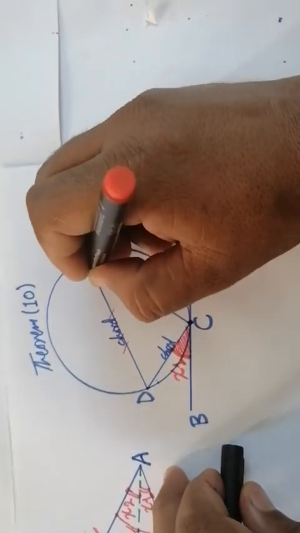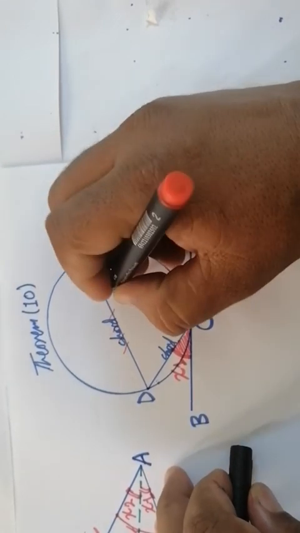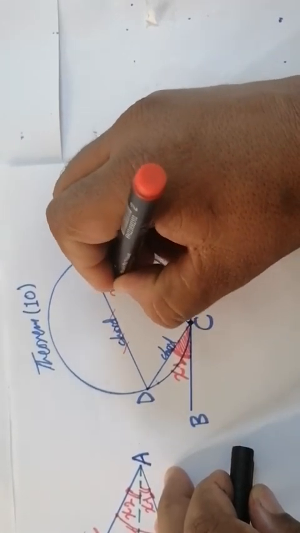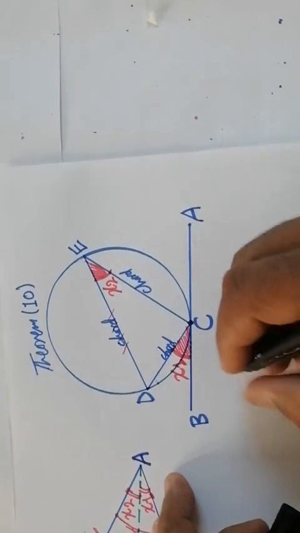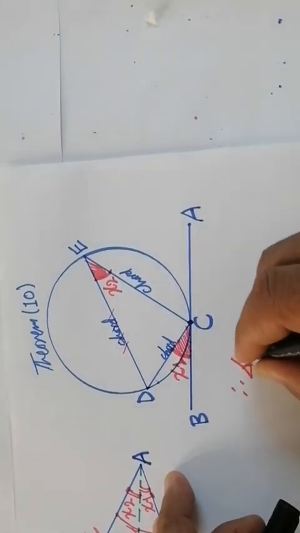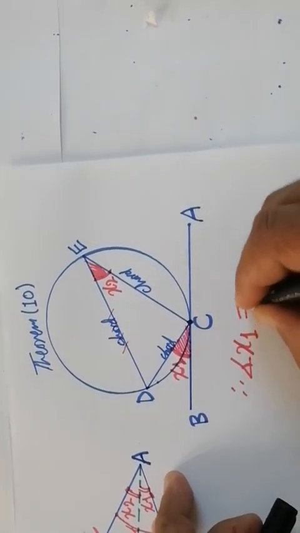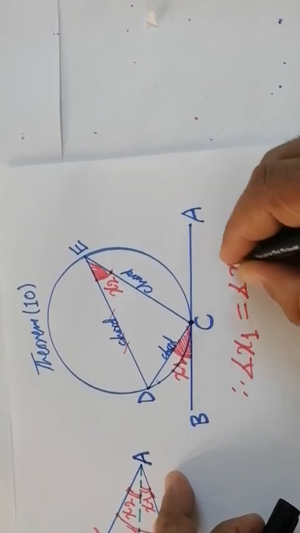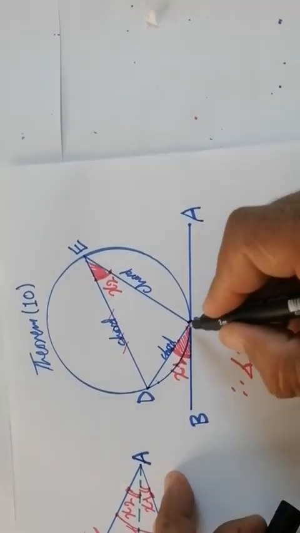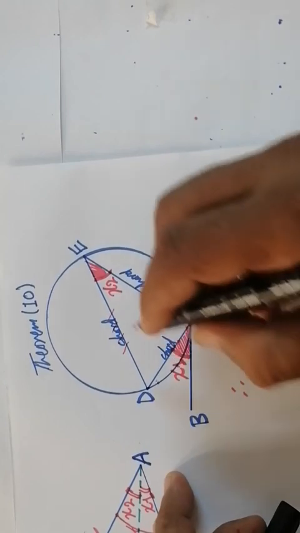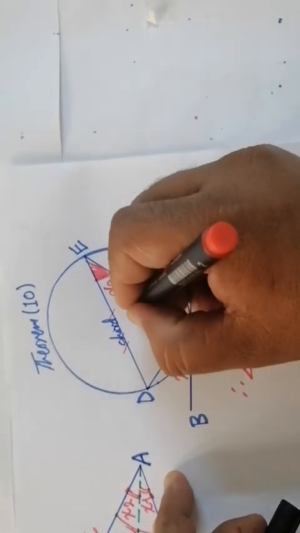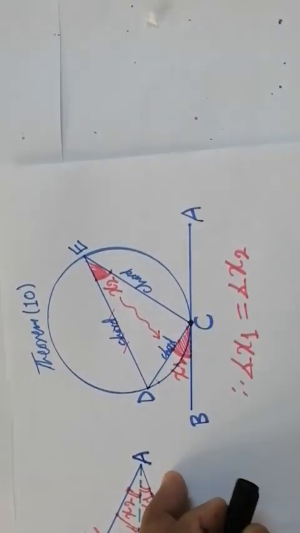So here it is. This is x2. This angle x1 equals angle x2, because the angle between a tangent and a chord that passes through the tangency point equals the circumference angle which is opposite to the chord on the alternate segment.